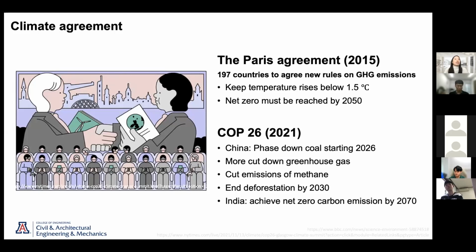And at last week's summit, several international agreements came out. China agreed to phase down coal starting in 2026, and more than 100 countries agreed to do more to cut greenhouse gases, including methane. And they vowed to end deforestation by 2030. And lastly, India, the world's third biggest emitter of greenhouse gases, pledged to achieve net zero carbon emissions by 2070.